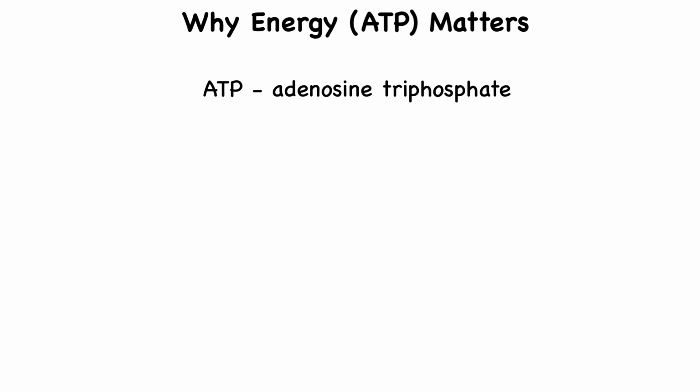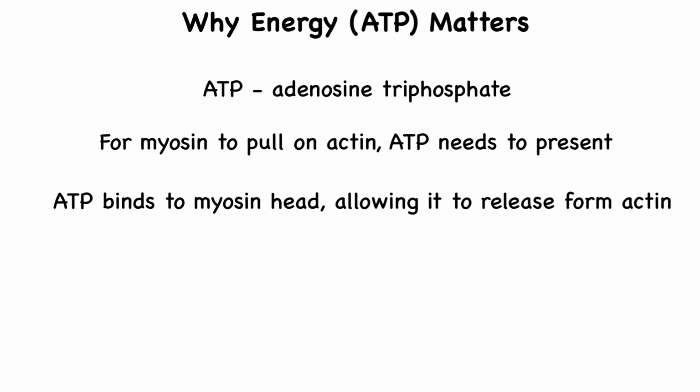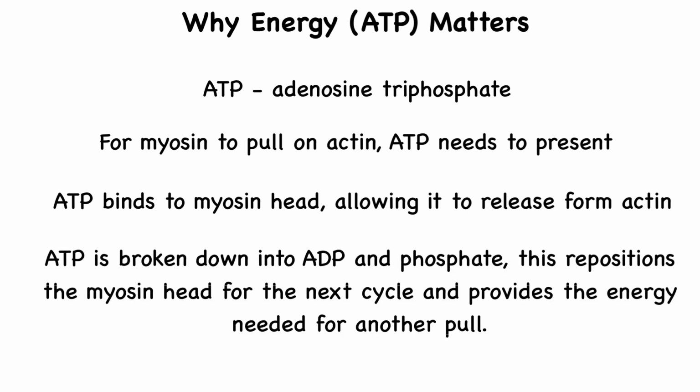If you remember from our sliding filament video, the myosin heads are like little molecular motors pulling on the thin filaments. In order for this to happen, ATP needs to be present. ATP binds to the myosin head, allowing it to release from actin. Then, as ATP is broken down or hydrolyzed into ADP and phosphate, it repositions the myosin head for the next cycle and provides the energy needed for another pull. Without ATP, myosin stays locked onto the actin.